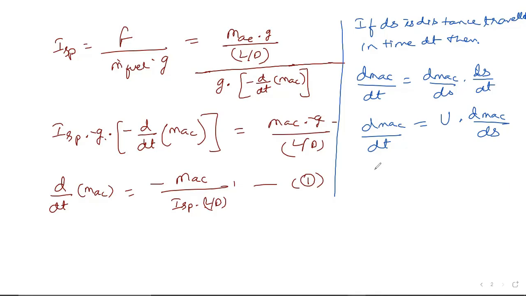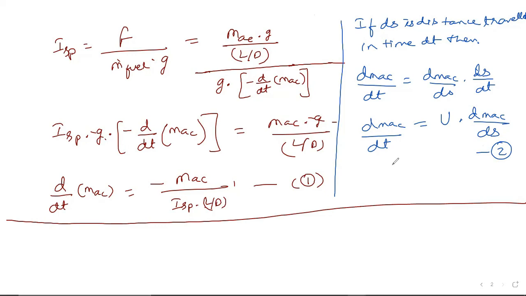So here I will write, in place of d(mac)/dt, u into d(mac)/ds. Okay, so this can be called equation number 2. Now, from equation number 1 and equation number 2, at the place of d(mac)/dt, I can write u into d(mac)/ds equal to minus mac by Isp L by d.